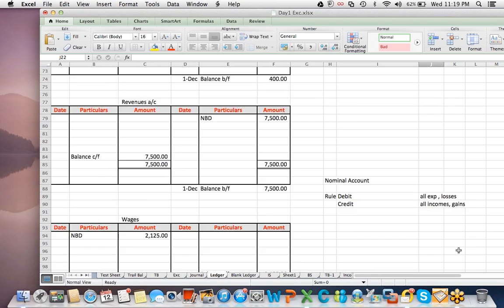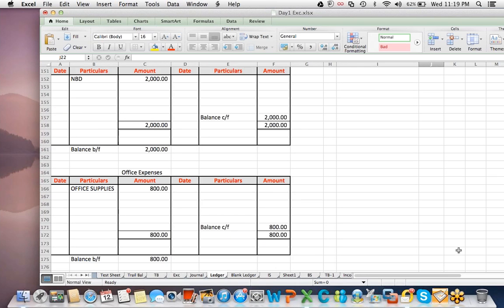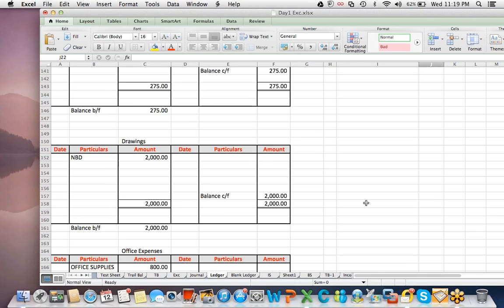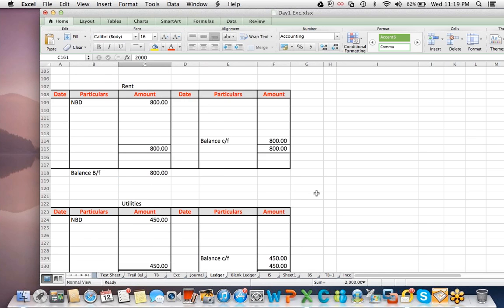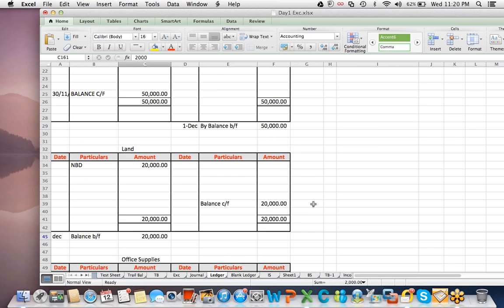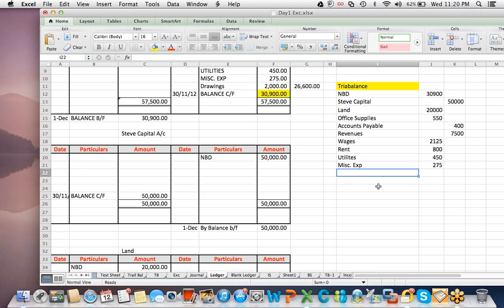Next account is drawings account, 2000, debit side. Because drawings is an amount given by the business to the owner. From the business point of view, it's not an expense. It is like an advance given to the owner. Drawings means it's not a business expense. It is an amount withdrawn by the owner. You will get it back, right? Therefore, the owner owes to the business.